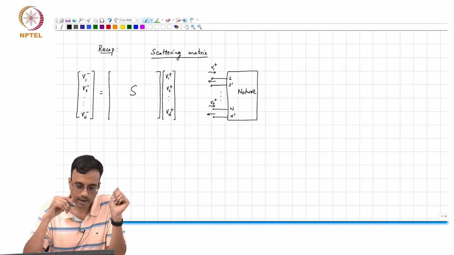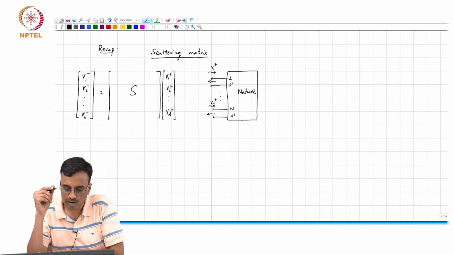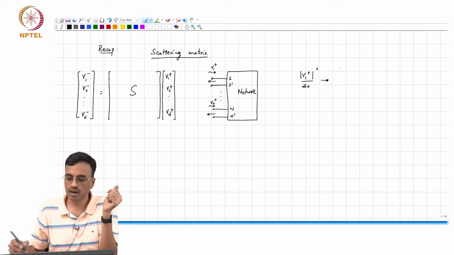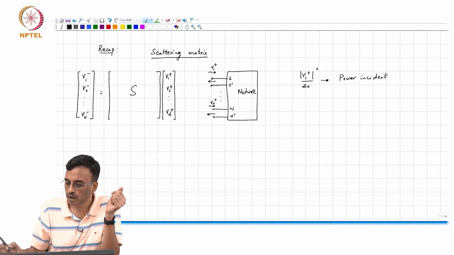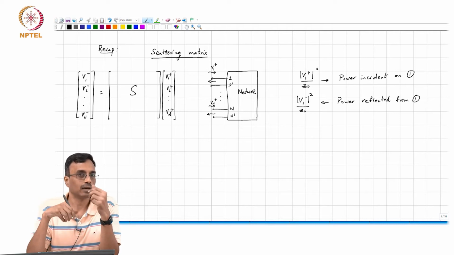Does it make sense? Very good. And we also know that |V1+|² by Z0 quantifies the power going in the forward direction, or the incident power, and likewise on port 1, |V1-|² by Z0 is the power reflected from port 1, right?